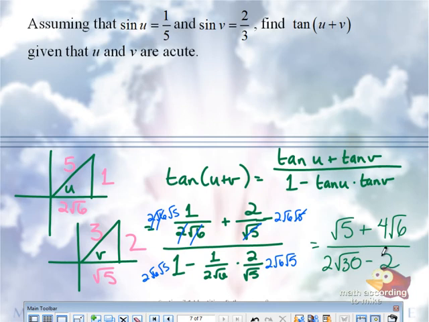Now technically we're dividing by a radical. We should, if we want to be super awesome, rationalize by multiplying top and bottom by the conjugate. We're going to stop here. This is good enough for us.